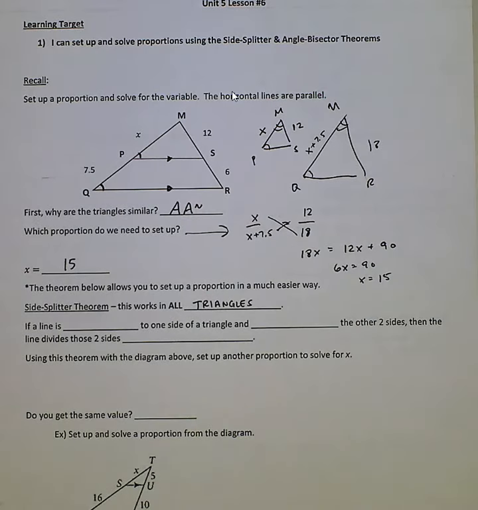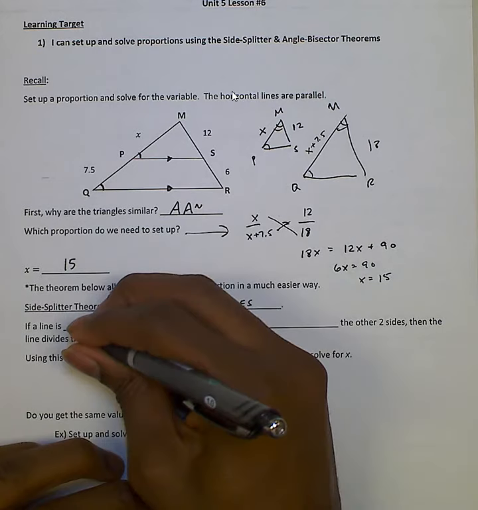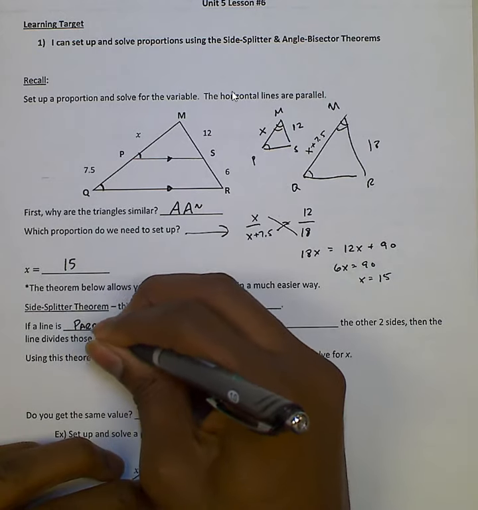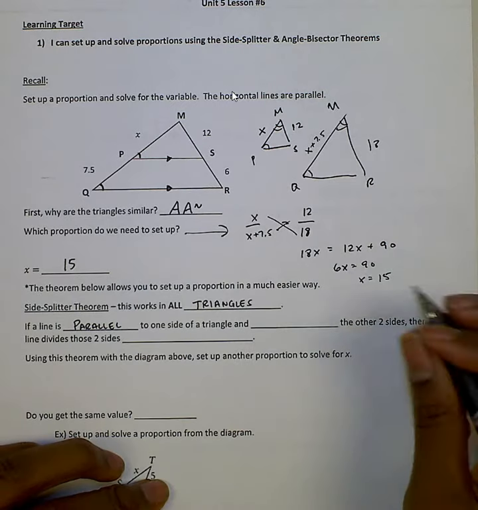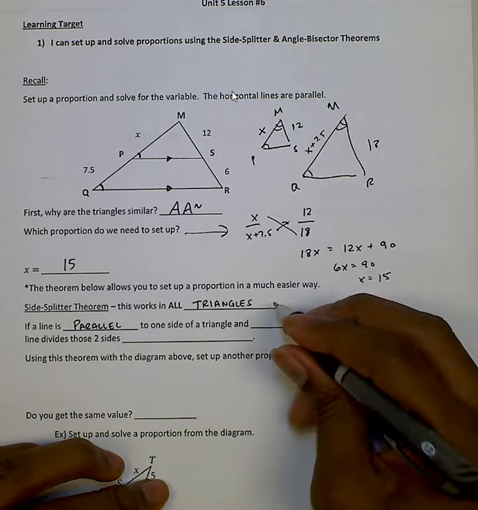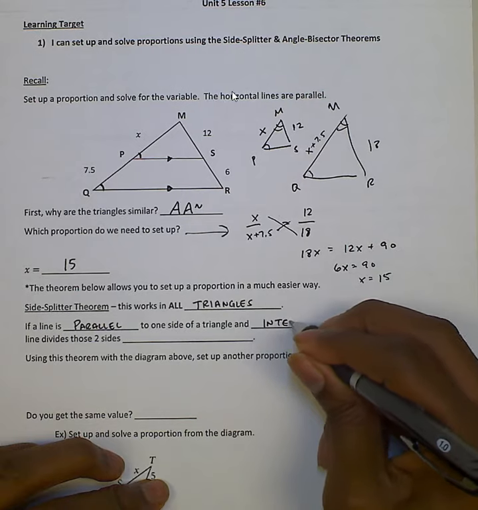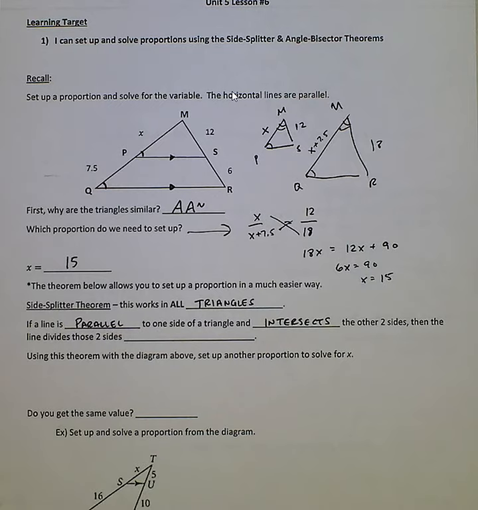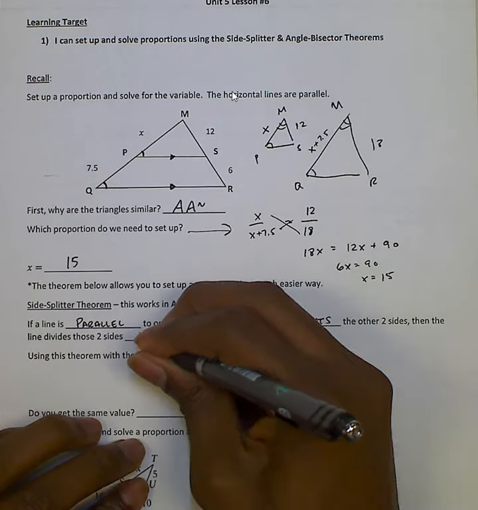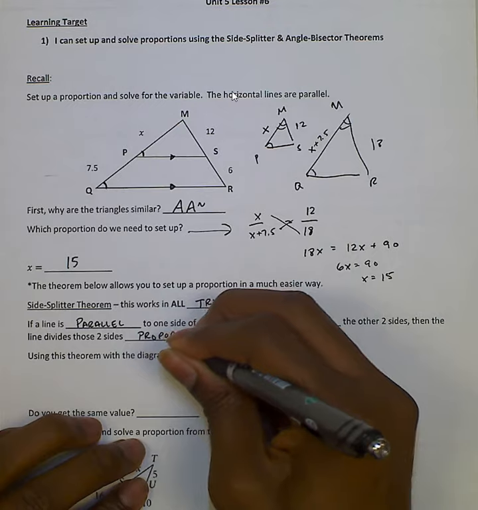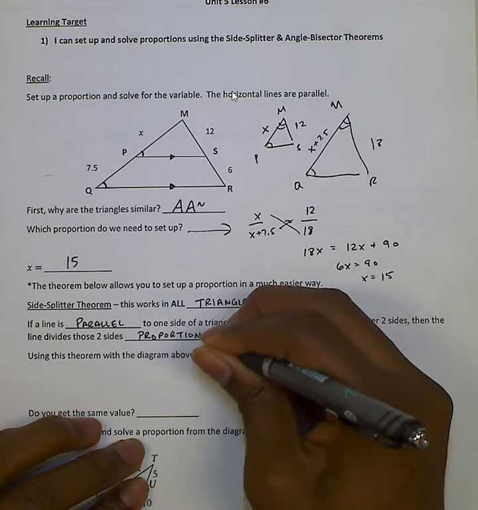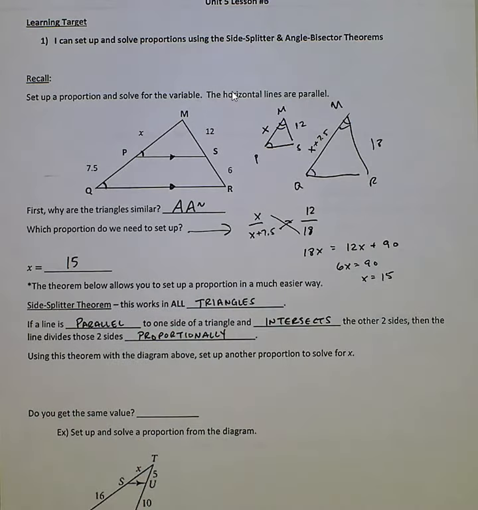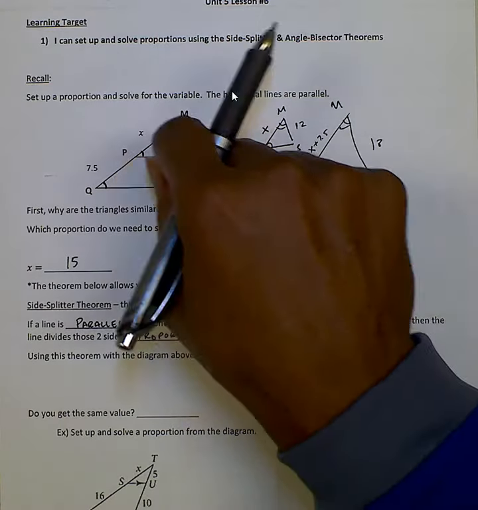If a line is parallel to one side of a triangle and intersects the other two sides, then the line divides those two sides proportionally. Okay. So what it basically says is if it's parallel to this side, then it's going to cut these sides in the same proportion.